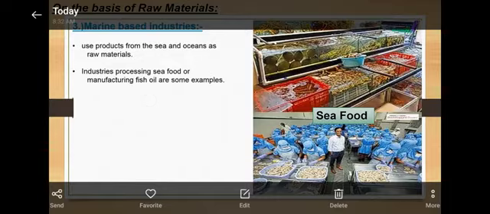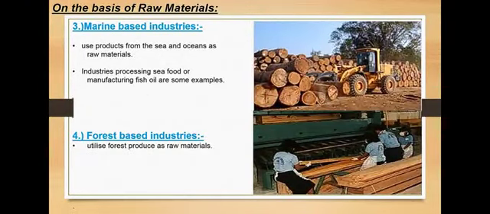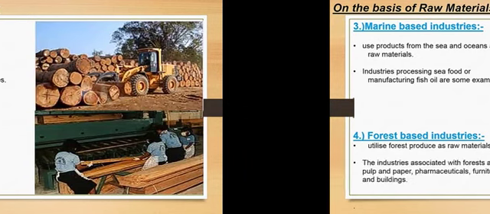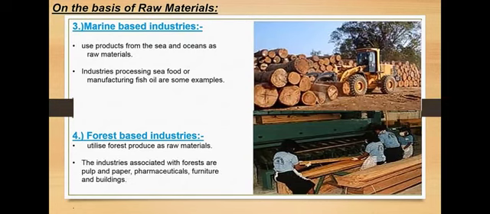And the next one is forest based industries. Forest means whatever things we are getting from forest. You already studied what the uses of forest are, right? For example, paper, furnitures, tires, rubbers, gum, many things we are getting from forest. If a particular industry has input from forest, maybe wood, and we can make furnitures, tables, many things from wood, even huts. So these are the examples for forest based industries.